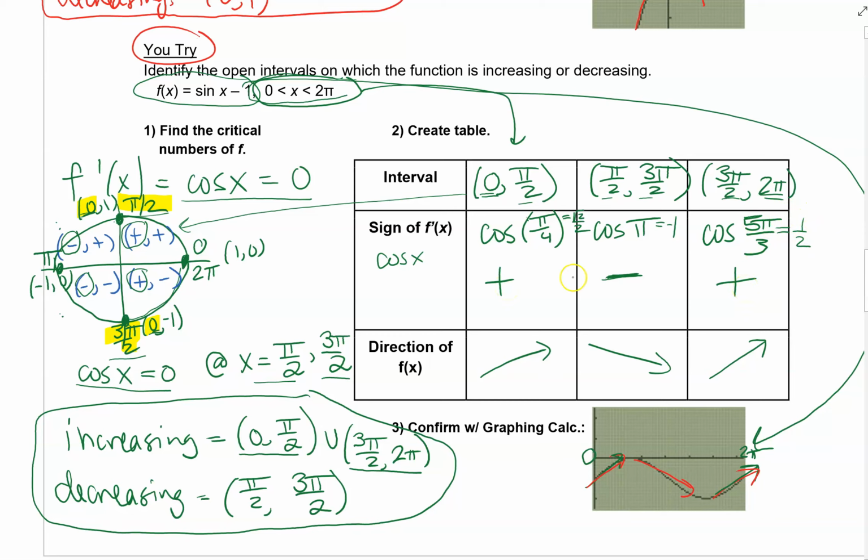But the main point of that is to figure out the direction. So if the derivative is positive, the function goes up. If the derivative is negative, the function goes down, and you can see that in this graph down here. It went up, and then down, and then up. So that's the answer for the U-try.